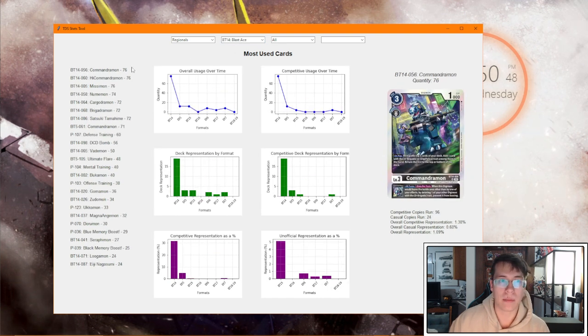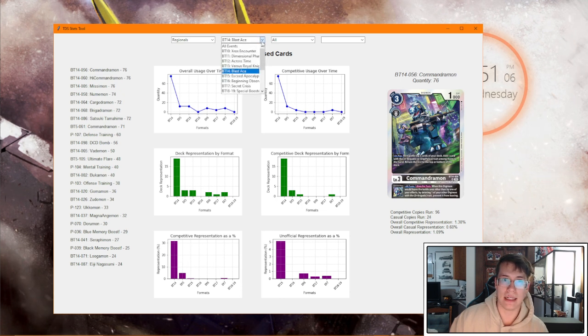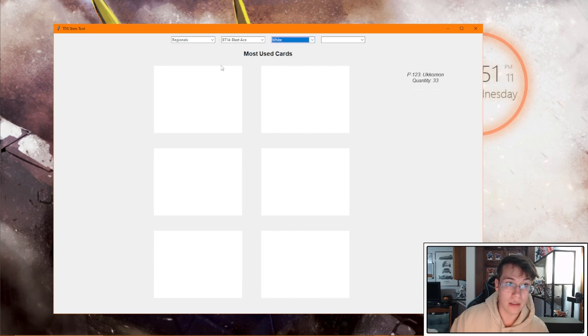The most played card in Blast Days was Commandramon in regionals. Isn't that crazy? Now, this does also not take into account past formats leading up to BT14, if that makes sense. This is exclusive to the format. So within just the BT14 format, these were the most played cards. Yeah, that's pretty cool. You can filter by color, so we could look at white.